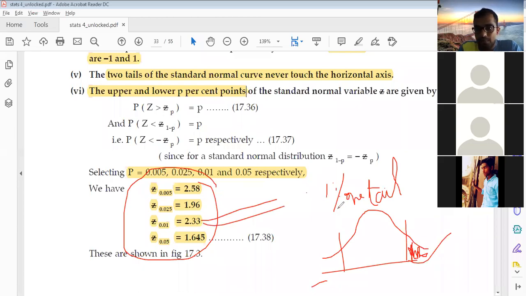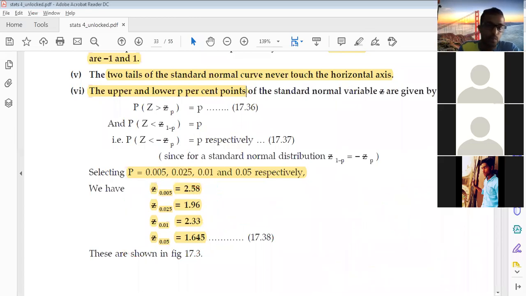If they're telling you 1%, two tail, instead of one tail, 1% divided by 2 will be, I think, 0.005. Two tail means you will take minus 2.58 here, you will take plus 2.58 here. These are the tail values, confidence limits, we call them in statistical language. Level of significance.